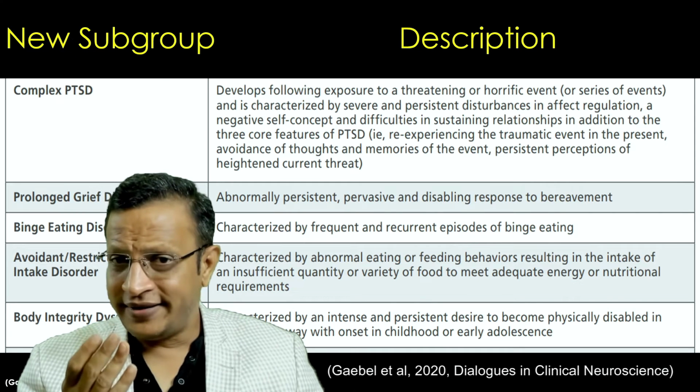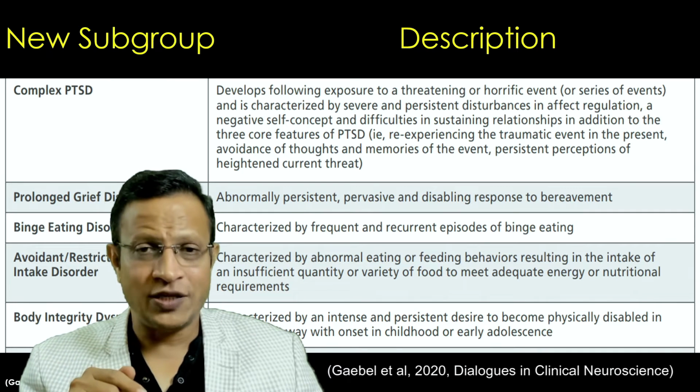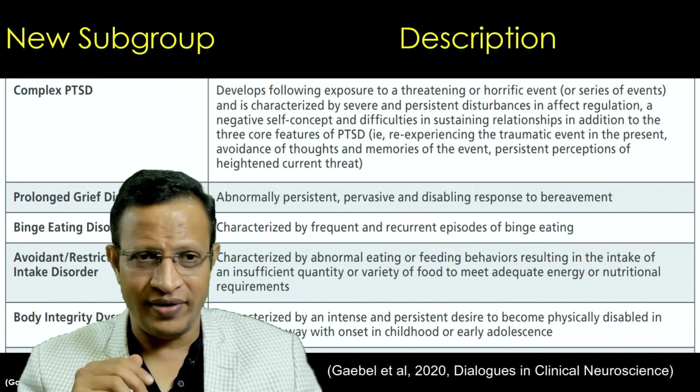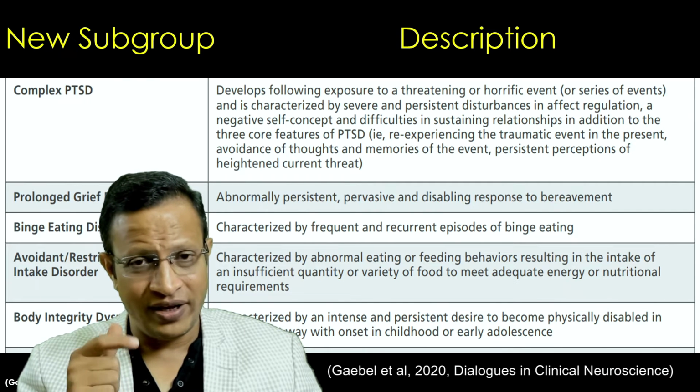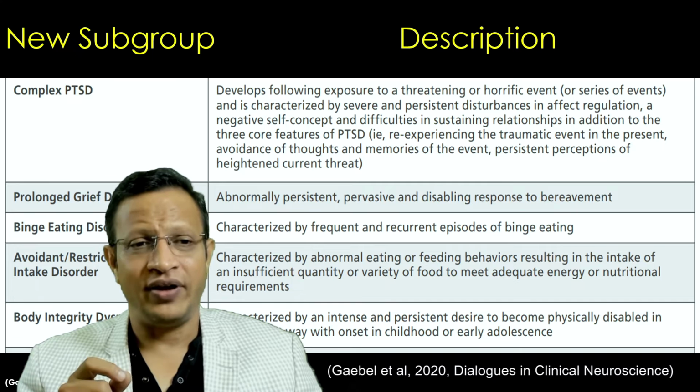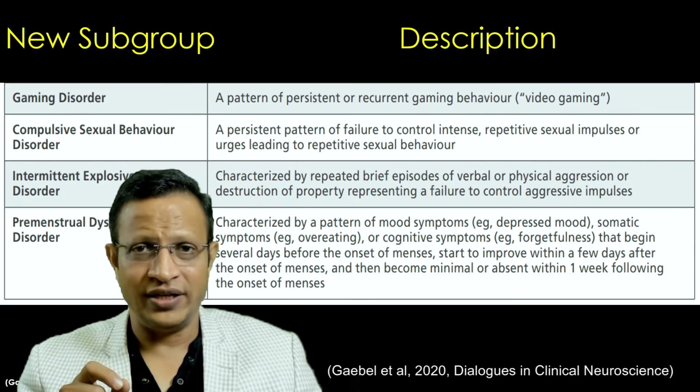As you look at ICD-10, we had only anorexia nervosa and bulimia nervosa. And one more has been added, binge eating disorder, in ICD-11. Further, avoidant and restrictive food intake disorder has been given importance in ICD-11. And finally, body integrity dysphoria has been added in ICD-11.